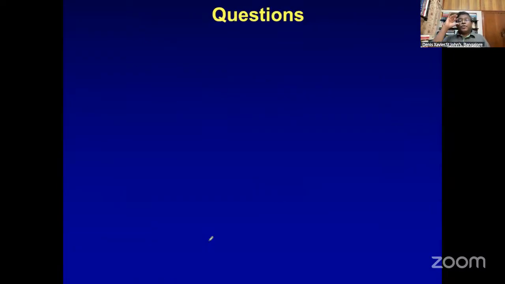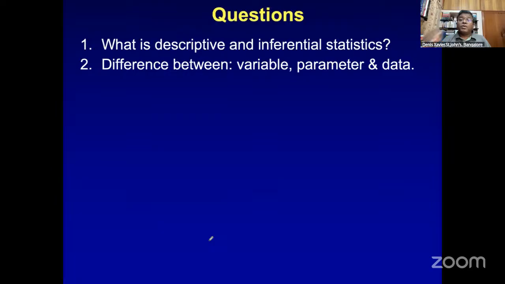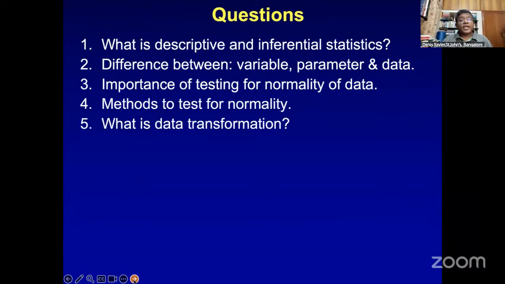So here are a few questions for us to think over. We don't have time to go through answers, but here are the questions. What is descriptive and what is inferential statistics? Sometimes we hear this. What is the difference between variable, parameter, and data? We've heard these words. What is the difference between them? Then we will look at the importance of testing for normality of your data. Is the normality assumption fulfilled? They'll ask you. So what is the meaning of normality and how do we test for normality?